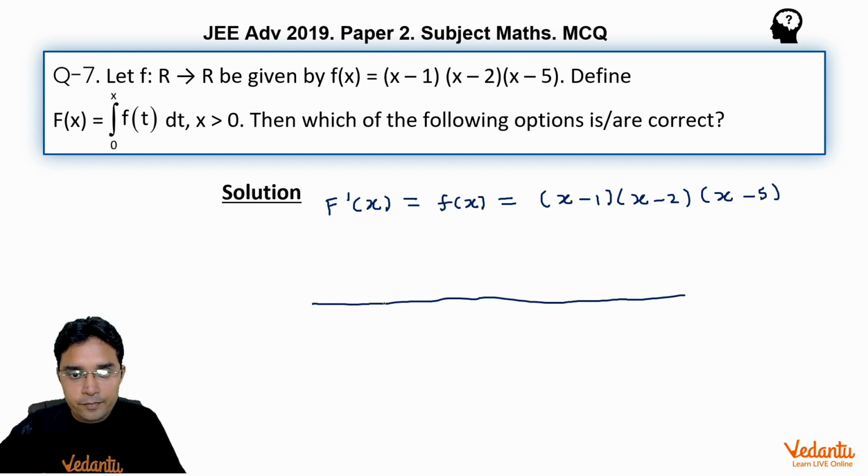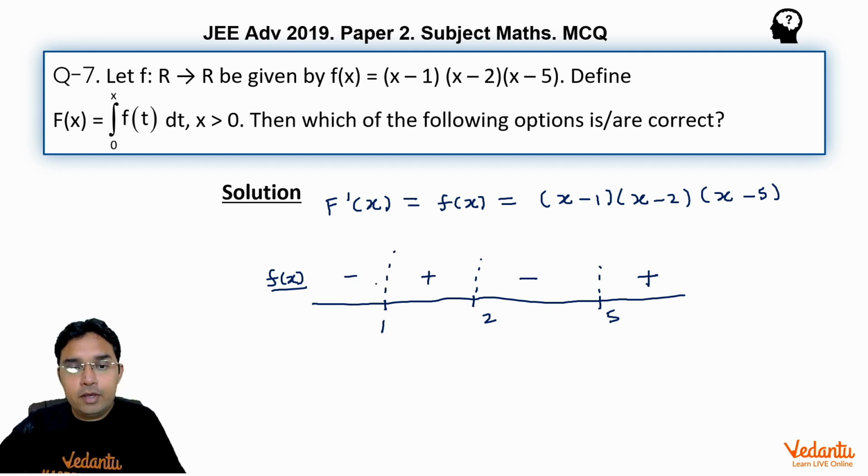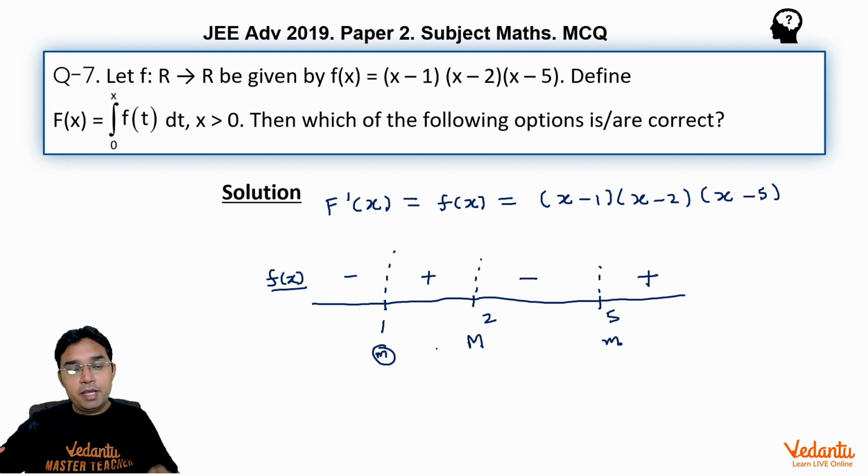wavy curve method, we mark 1, 2 and 5 here. Then we can say on the right of 5 it will be positive. I am marking these signs for f(x). So on right of 5 it will be positive, then negative between 2 and 5, then positive between 1 and 2, and then negative before 1. That means at 1 it should be minima. At 2 it should be maxima, at 5 it should be minima, because sign change for minima is from negative to positive, for maxima it should be from positive to negative.